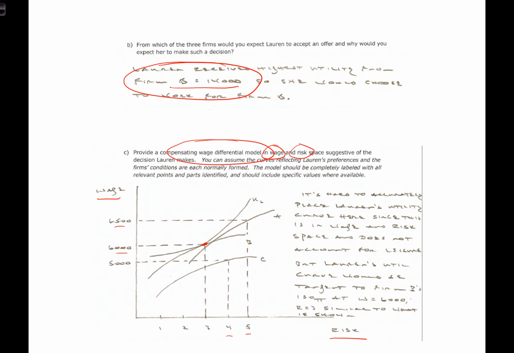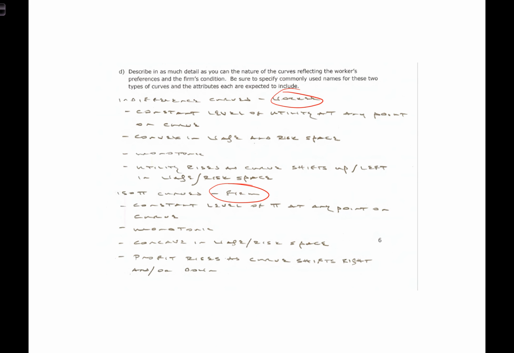So if this curve goes from UL to just U, up and to the left, it's a higher level of utility. How do we know that? Because at a given level of risk, 3, let's say, we have a higher wage than when it was at risk 3 and wage 6. Well, if we get utility from wage and risk, then more wage, risk being constant, means higher utility. So that would be some of what you might have told me about an indifference curve.